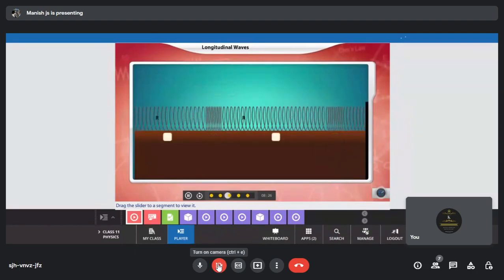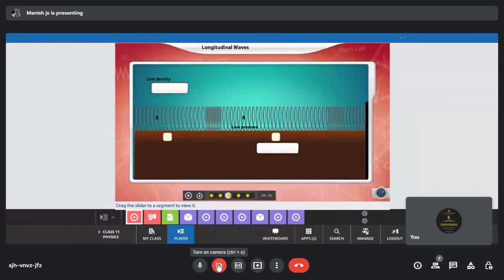Rarefaction represents a region of low density and low pressure which succeeds the compression in the same part of the medium. So with respect to density, they have explained that as well. So with respect to density, what is the rarefaction? Rarefaction has a lower density.